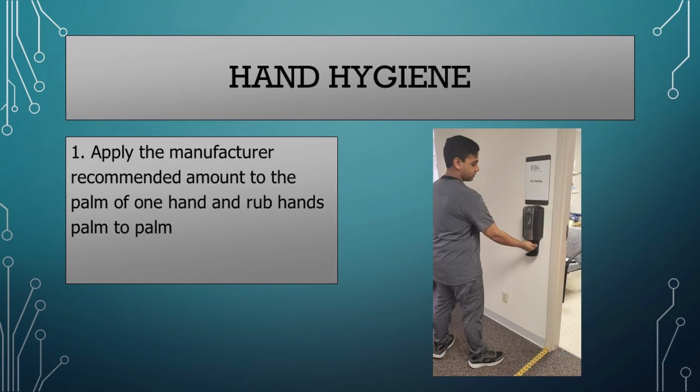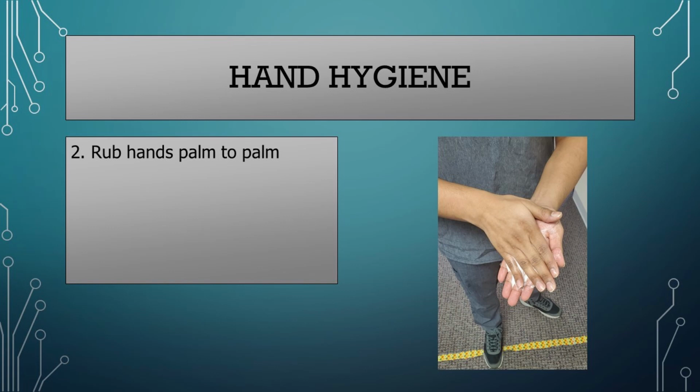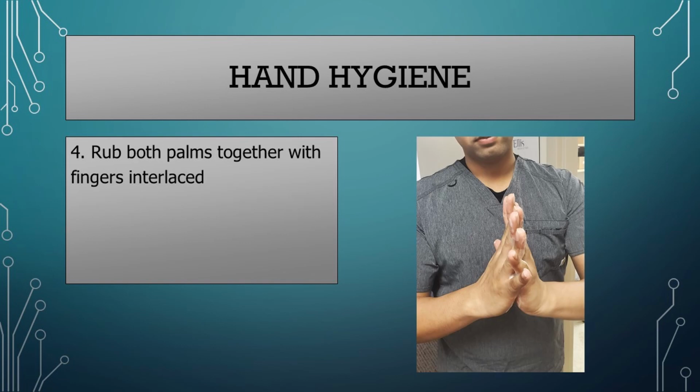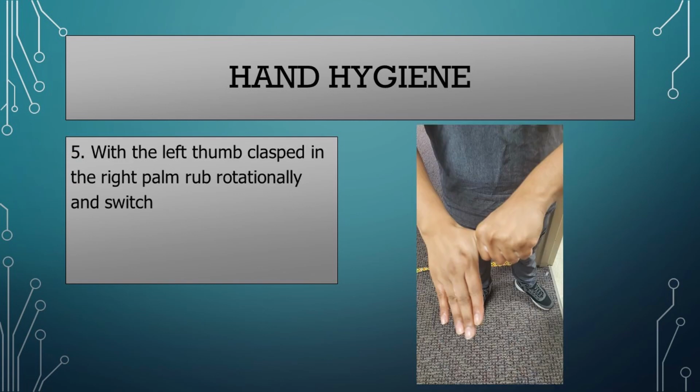Always start the donning process with hand hygiene. Apply the manufacturer recommended amount to the palm of one hand. Now we will rub hands palm to palm. Rub the right palm over the back of the left hand with fingers interlaced, and vice versa. Now we will rub both palms together with fingers interlaced. With the left thumb clasped in the right palm, rub rotationally and switch.